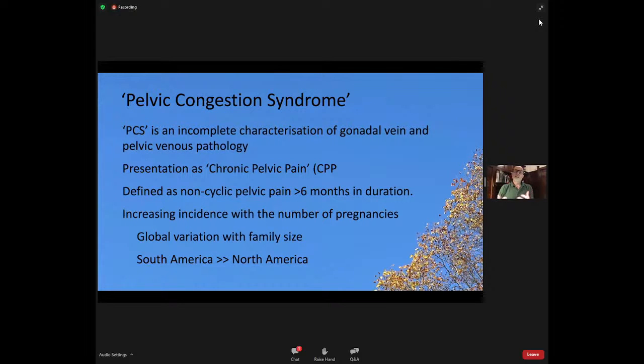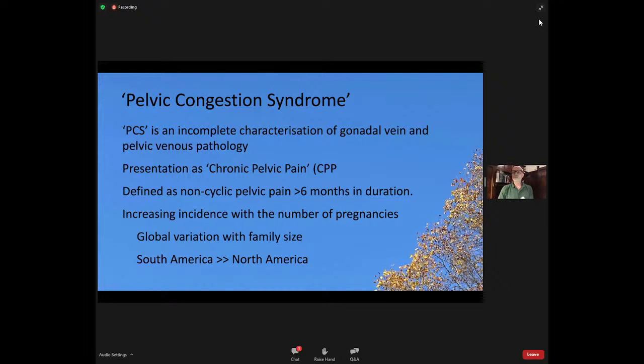And obviously this is related to this normally termed pelvic congestion syndrome, which is not a very well placed terminology because it doesn't really characterize gonadal and pelvic vein pathology properly. And that's defined as chronic pain not related to the menstrual cycle for over 6 months. It increases in incidence with the number of pregnancies, so it does vary around the world.